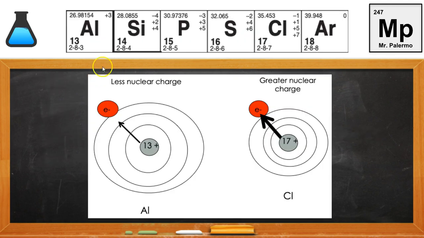So as we can see here, going across period 3, from aluminum to chlorine, here's aluminum, here is chlorine, and we see that there is more proton pull, a greater nuclear charge for chlorine versus aluminum, and therefore it has a greater attraction not only for its own electrons, but to pull electrons into the atom from neighboring atoms.